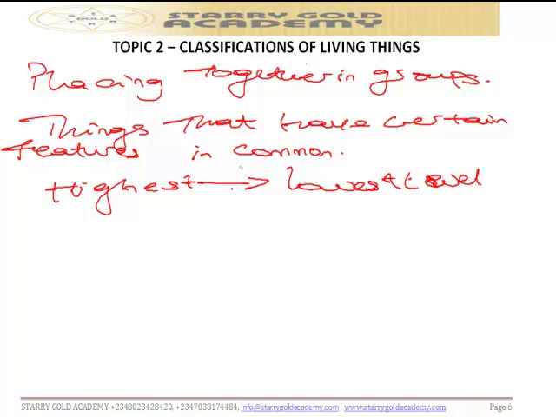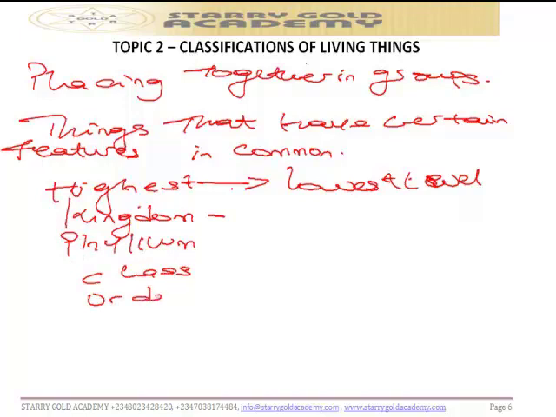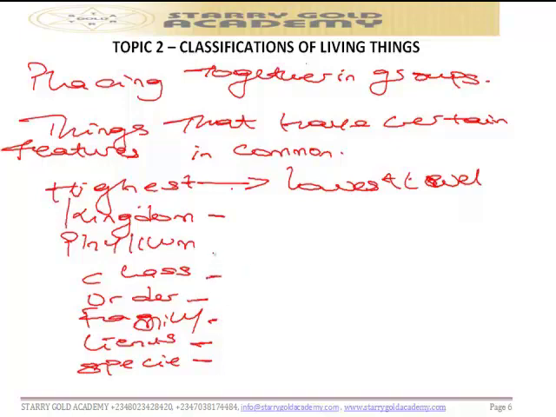And the first level is called the kingdom, right? Followed by phylum, alright, followed by the class. Then we have order, family. We have genus, and we have species. Alright? So these are how we classify living things, from the beginning to the end.